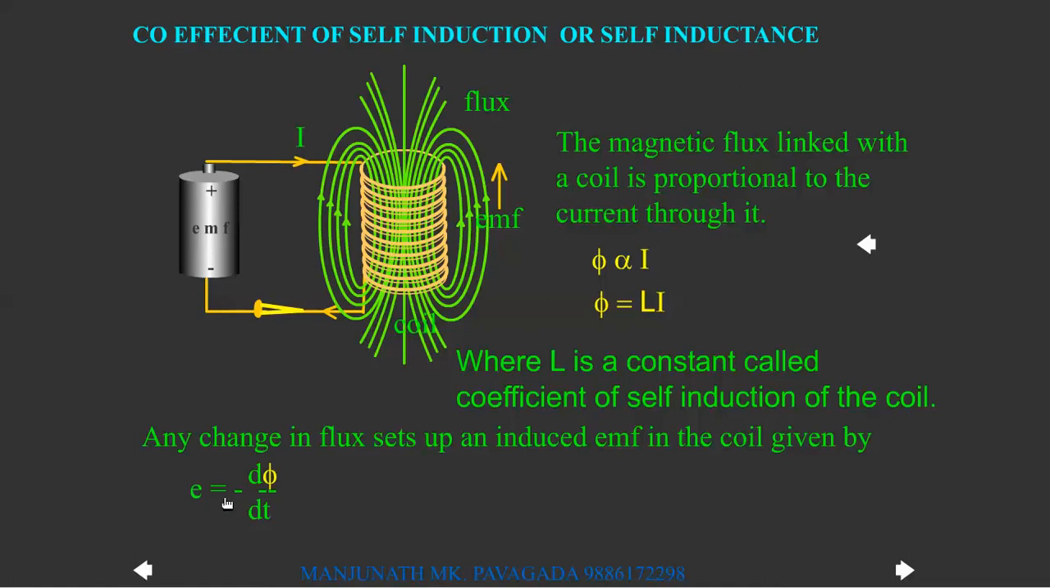So EMF E is equal to minus d phi by dt, but phi is equal to L into I. Substituting for phi, we get E is equal to minus d(LI) by dt. But this L is a constant of this coil, so take it outside. Now it is dI by dt, which is nothing but the rate of change of current. So E is equal to minus L into dI by dt. Using this equation we can define L, the coefficient of self-induction.